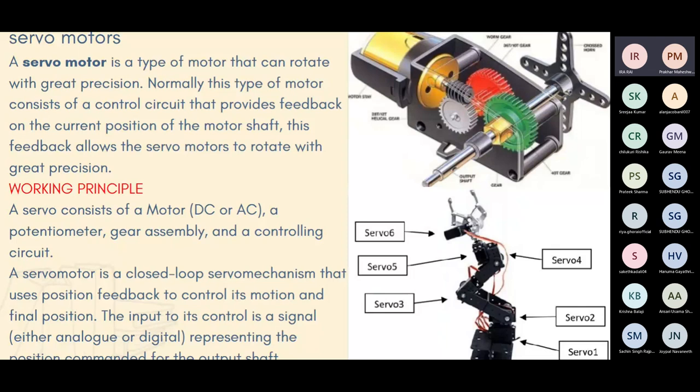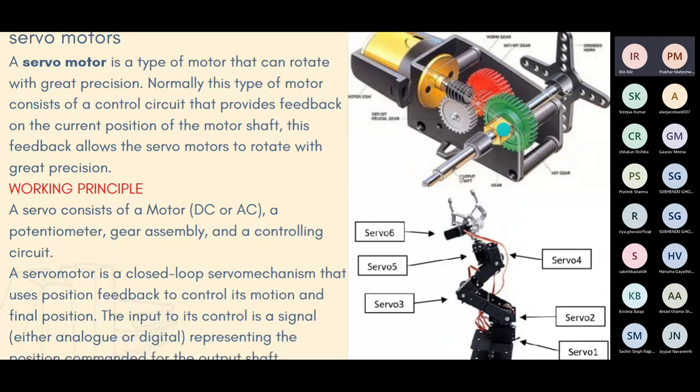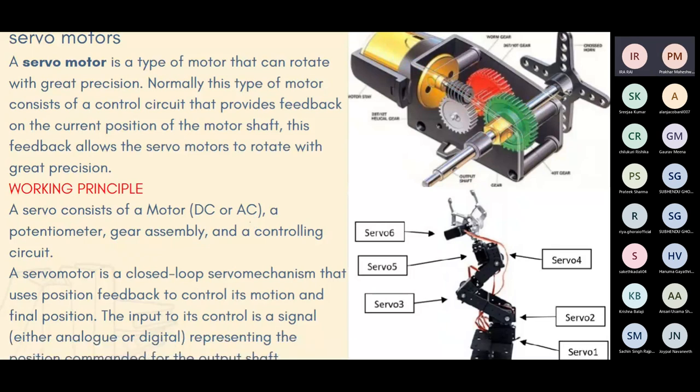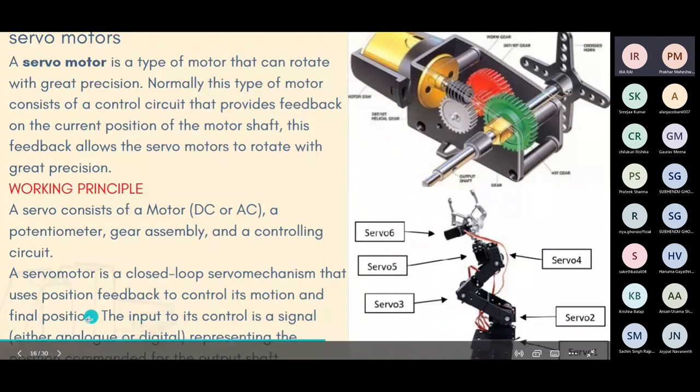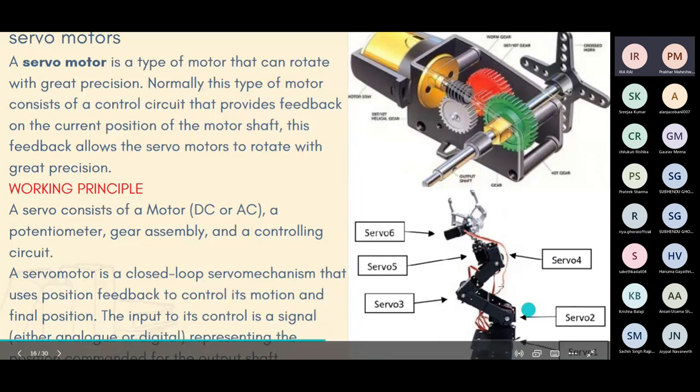The basic working principle is that these servo motors consist of a simple motor. This motor can be an AC or DC motor. Then we have a gear assembly, a potentiometer and a shaft. A servo motor is a closed loop servo mechanism that uses position feedback to control its motion and final position. The input to its control is a signal, either analog or digital, representing the position commanded for output. I'll be explaining more of this in the next slide. As you can see, this is a robotic arm, and we have six servo motors working here, one for every rotation of a joint.